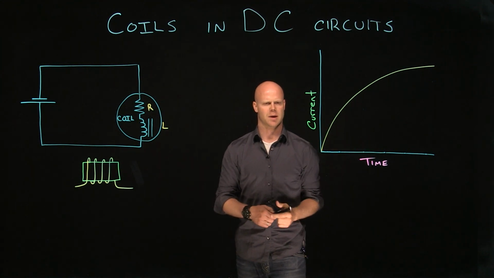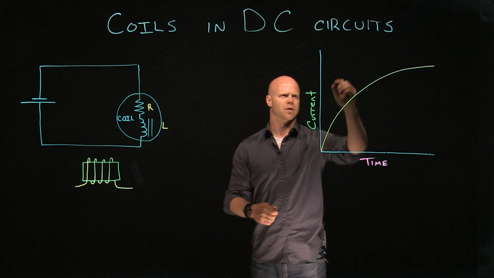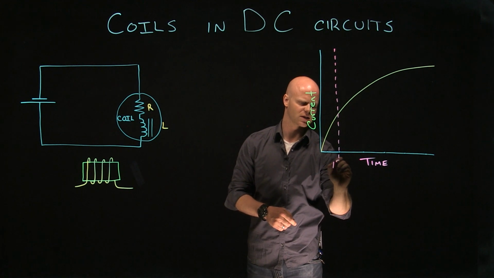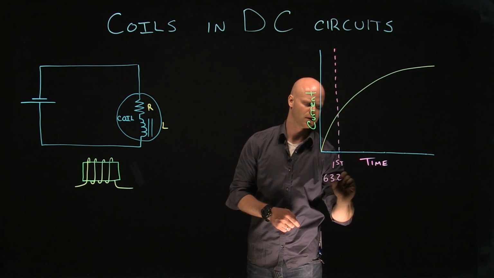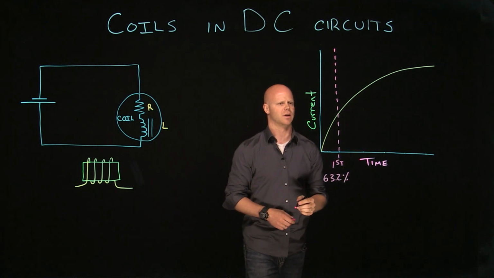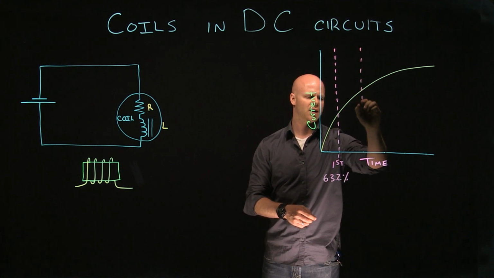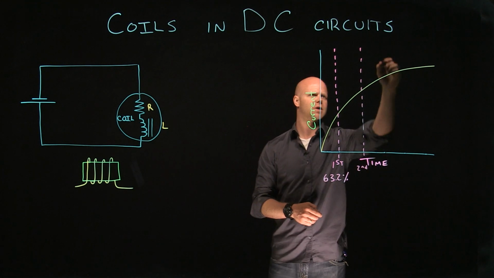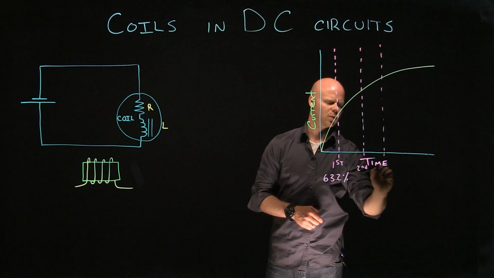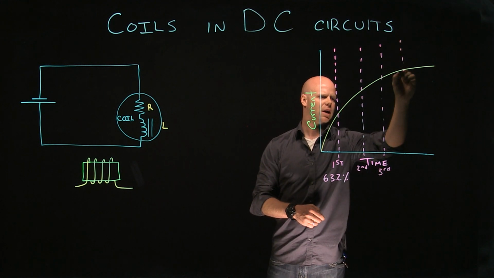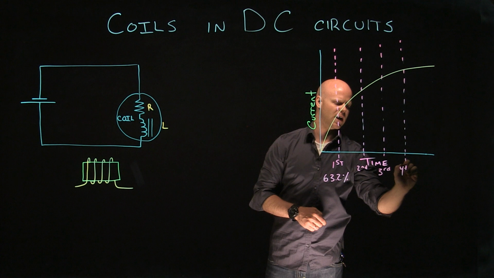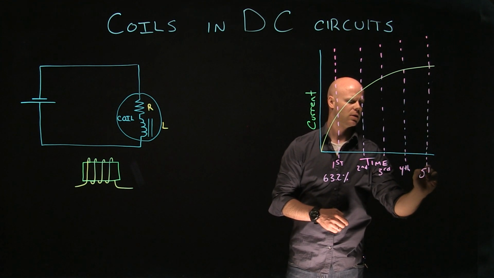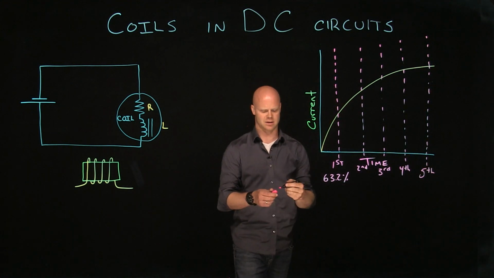So each individual time constant is equal. So the first time constant is a rise of 63.2% of that maximum value of current. The second is another increase of 63.2% from that first time constant. And we break these down, and if we look at this waveform, we know that at the fifth time constant, that's where current would be at its steady state.